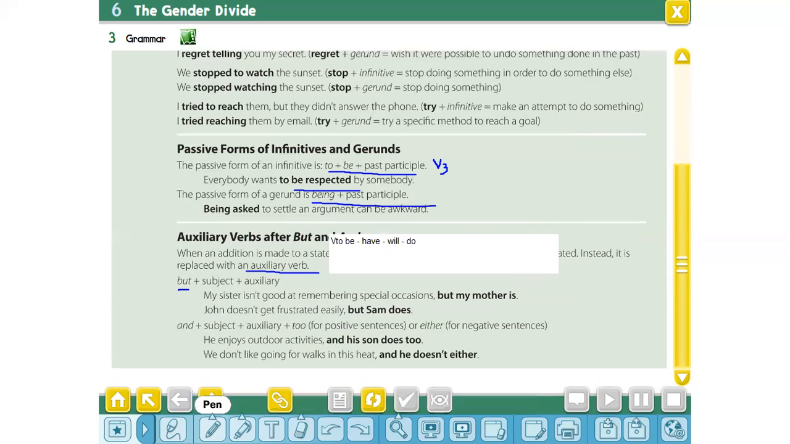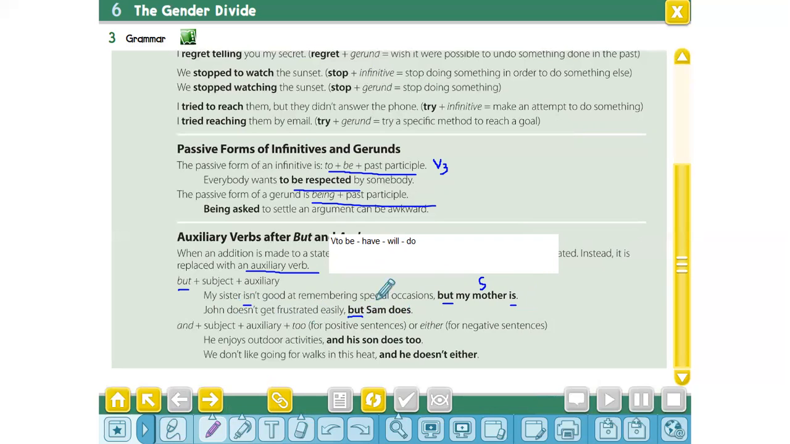Here we use but. Where is the main verb or auxiliary verb? Excellent, is. So we use but plus subject and we use is. Pay attention that but is used to express contrast in meaning. So we use is, not isn't, okay? Keep in mind. John doesn't get frustrated easily, but Sam does.